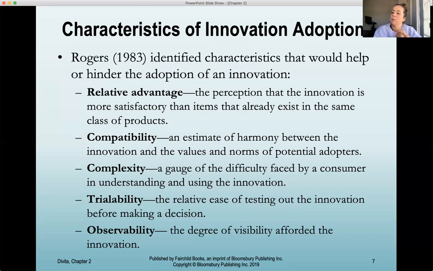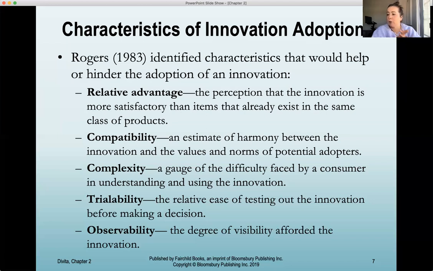Okay, so trialability. This is the relative ease of testing out the innovation before making a decision. Can I purchase a pair of big lug soled Prada loafers, maybe fake ones at a cheaper price, and try out that silhouette and see if it even goes with anything in my closet, before making that adoption decision and investing in an innovation that is quite expensive? Can we test it out before making the full decision of, you know what, yes, I am going to go full force with this innovation?